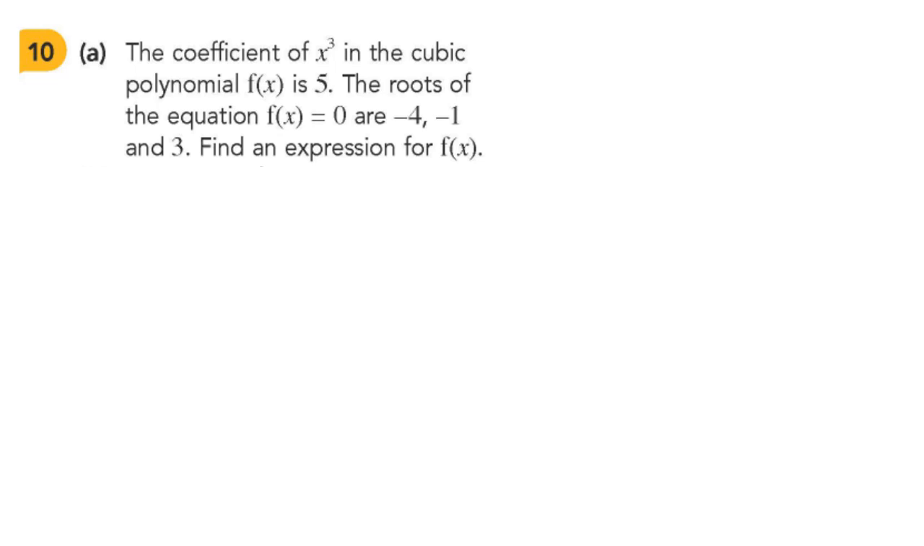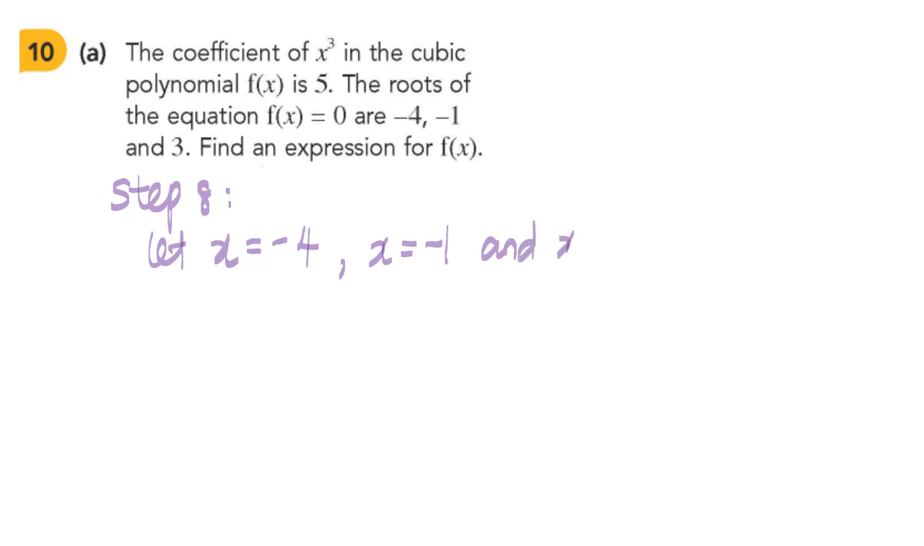Alright, if you remember what we have learned yesterday, we'll start with step 8. So what is step 8? Step 8 is to write down the solutions of the equations. The solutions of the equations are given to be -4, -1, and 3. So we shall write it first. So we start with step 8, which is let x equals -4, x equals -1, and x equals 3.